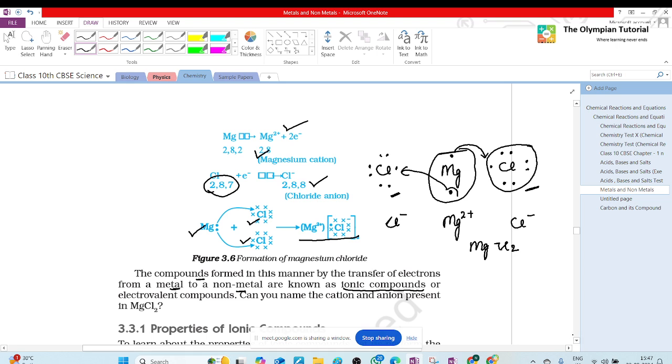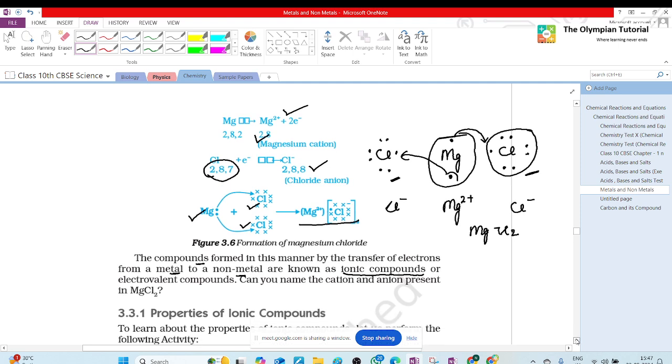The compounds formed in this manner by the transfer of electrons from a metal to a nonmetal are known as ionic compounds or electrovalent compounds. Properties of ionic compounds.